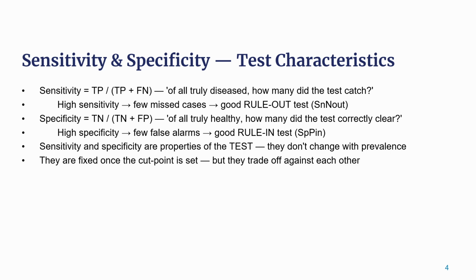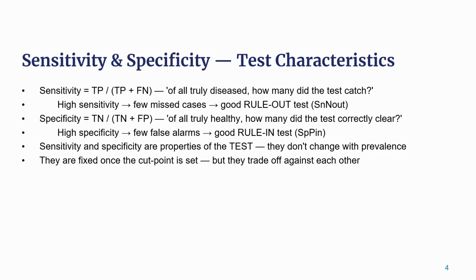Sensitivity and specificity are the 2 fundamental test characteristics, and they describe the test itself, not the population. The mnemonic SNOUT: a test with high sensitivity, when negative, rules out disease. If sensitivity is 98%, a negative result means there's only a 2% chance you missed a case. Use high sensitivity tests when missing a diagnosis is dangerous, like ruling out pulmonary thromboembolism.